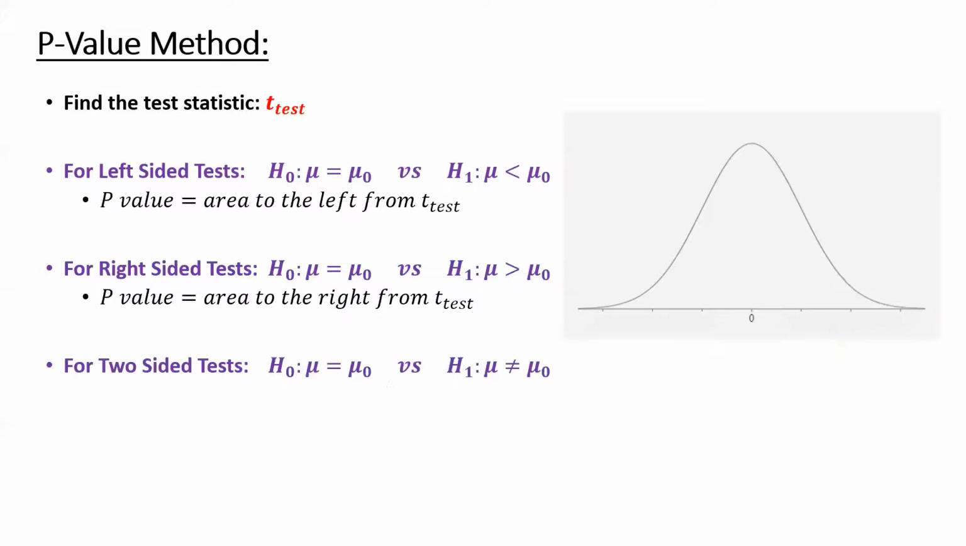And then for two-sided tests, we have to be careful. The test statistic could be either positive or negative, but we will need both values.